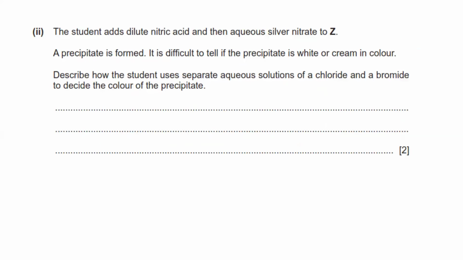Right. Then it says student adds dilute nitric acid and aqueous silver nitrate. Remember, this is AgNO3. This is dilute sulfuric acid to Z. So the Z, one of the cases SO4, plus we don't know what is here. Okay. A precipitate is formed. It is difficult to tell if the precipitate is white or cream in color. Describe how the student uses separate aqueous solutions of a chloride and a bromide to decide the color of the precipitate.